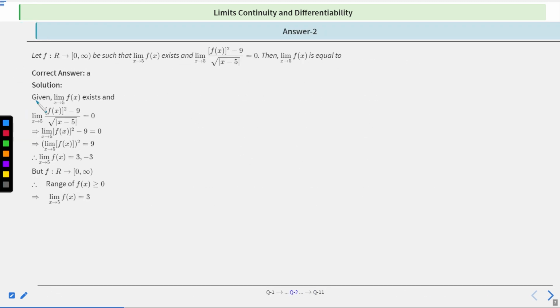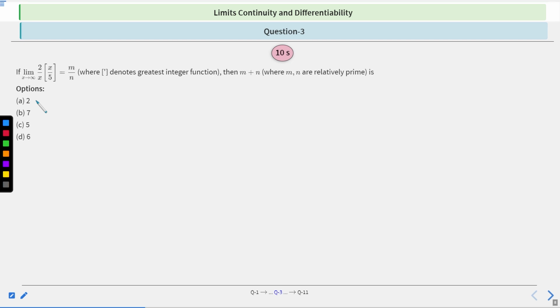Okay, let's move to the next question, question number 3, which says if the limit as x tends to infinity of 2 by x times the greatest integer function of x by 5, right, is equal to m by n, then m plus n is equal to. So you have 10 seconds to solve this question. After 10 seconds, we will discuss the solution.